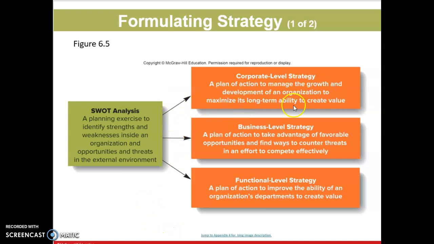So the corporate level, the high level strategy, so you develop your plan of action to manage the growth and development of the organization. Basically, think about it as the longer term view of strategy and what you want to do with the organization. Business level strategy is taking a look at favorable opportunities and also think about ways to counter threats in order for the organization to operate efficiently and effectively. And then a functional level strategy takes it to its lowest level, but yet uses the information that comes out of the SWOT analysis. So bottom line is the SWOT analysis creates the framework to build strategy from.